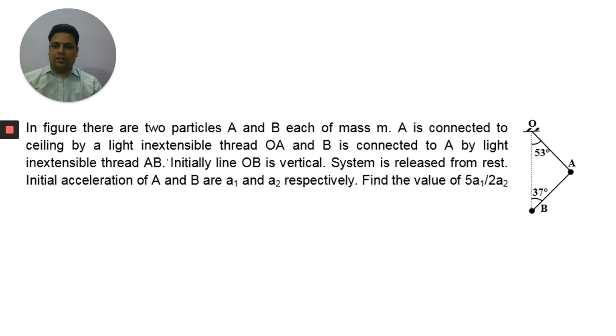Here is a question. In the figure, there are two particles A and B, each of mass m. A is connected to the ceiling by a light inextensible thread OA, and B is connected to A by the light inextensible thread AB. Initially, line OB is vertical, system is released from rest. Initial accelerations of A and B are A1 and A2 respectively. You have to find the value of 5A1 by 2A2. You can keep a pause and note down the question and solve the question.